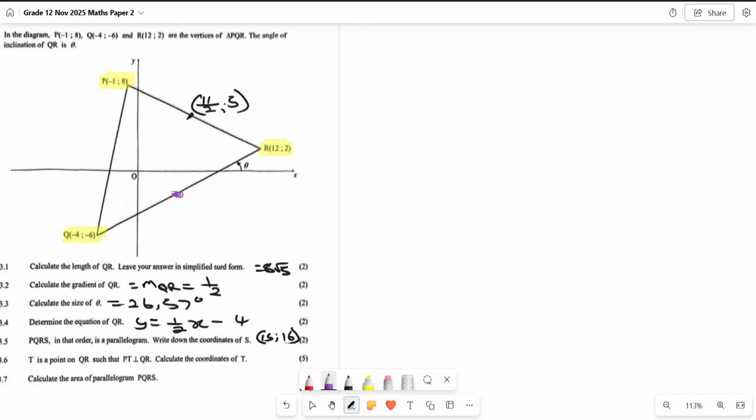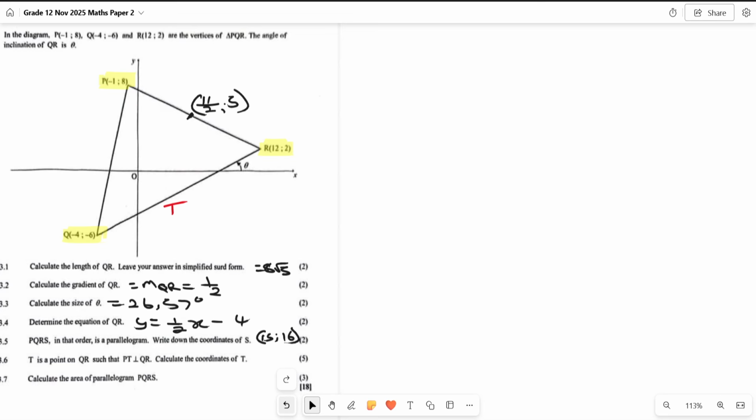T is a point on QR such that PT is perpendicular to QR. So we just have to get T. Okay, that makes sense. T is a point over here, such that PT is perpendicular. So let's just do it like that. Ooh, that looks really good. That looks like it's on point, and that's what we need.